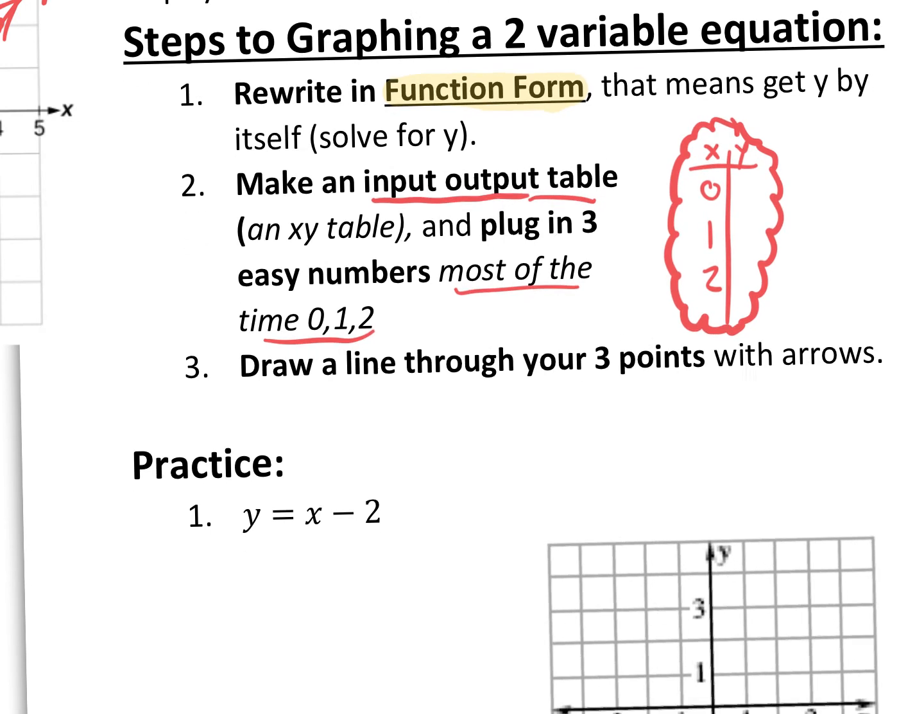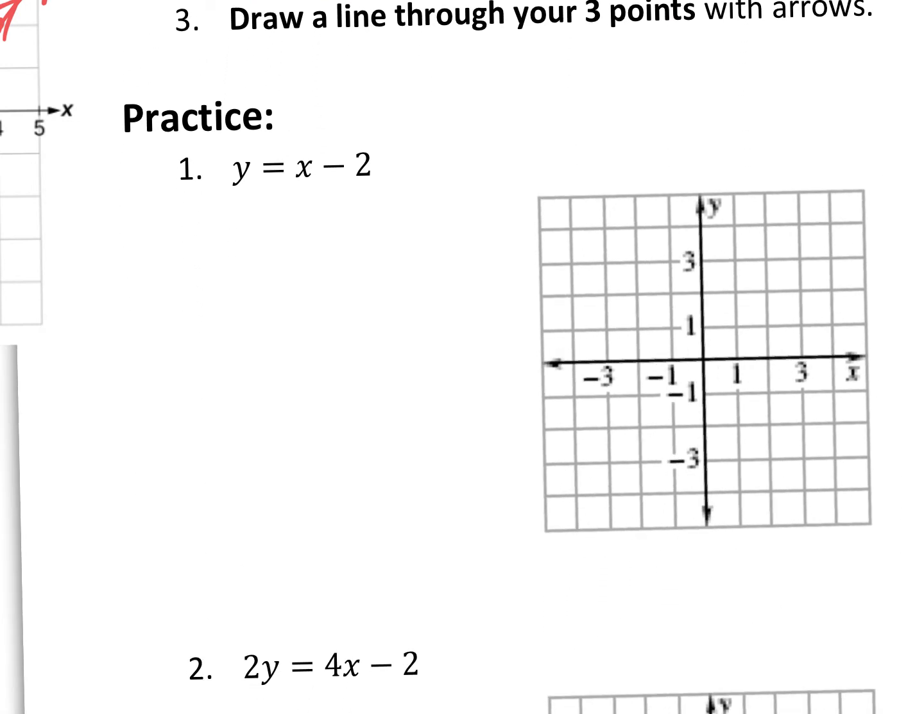So if we take a look at number 1 down here, we want to practice. As you can see, y is already by itself, so it's already in function form. So you're just going to jump right in to making an xy table and plugging in 3 easy numbers, right? Most of the time 0, 1, and 2.